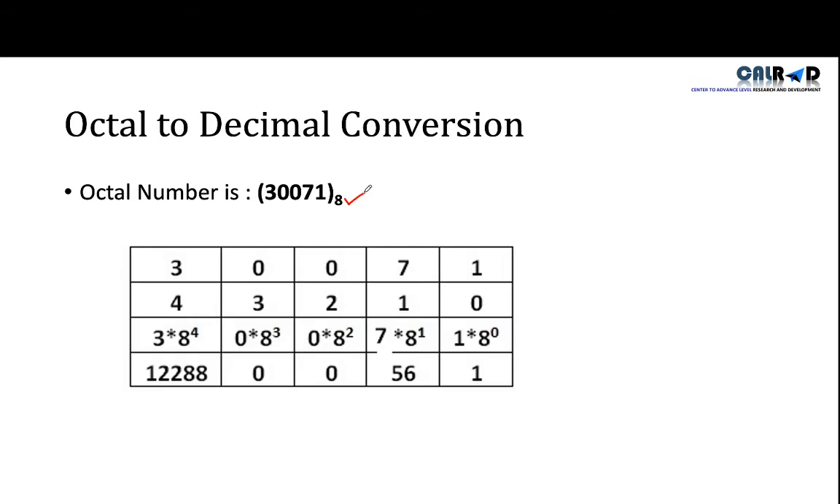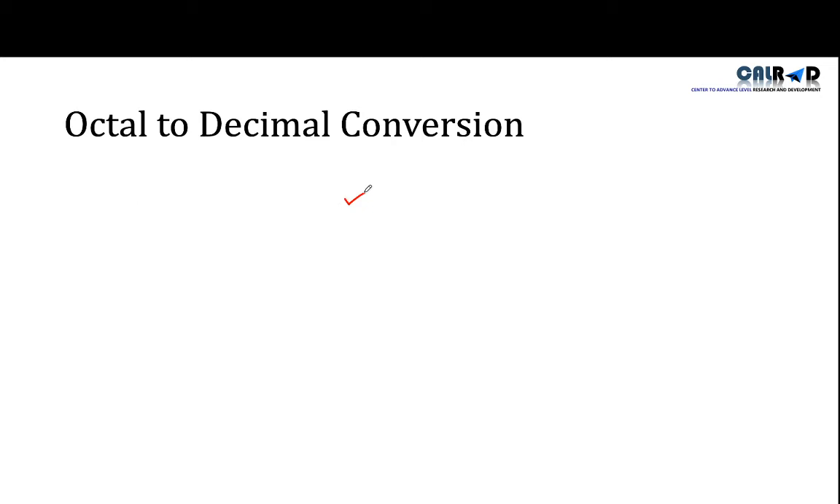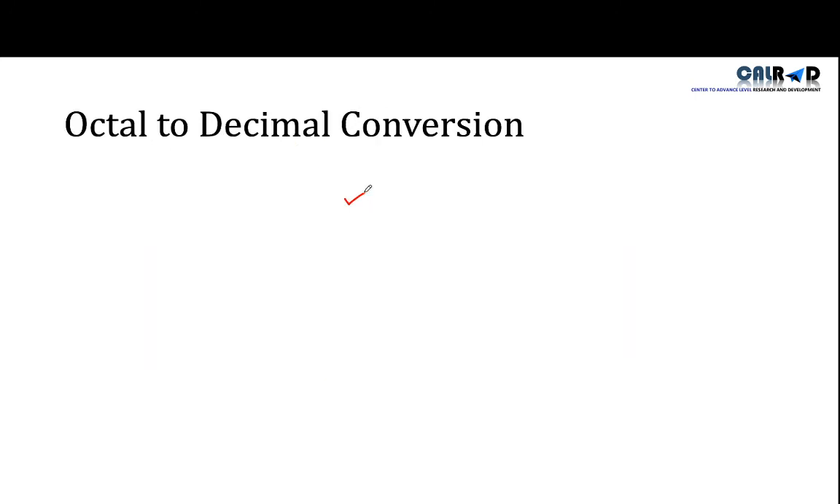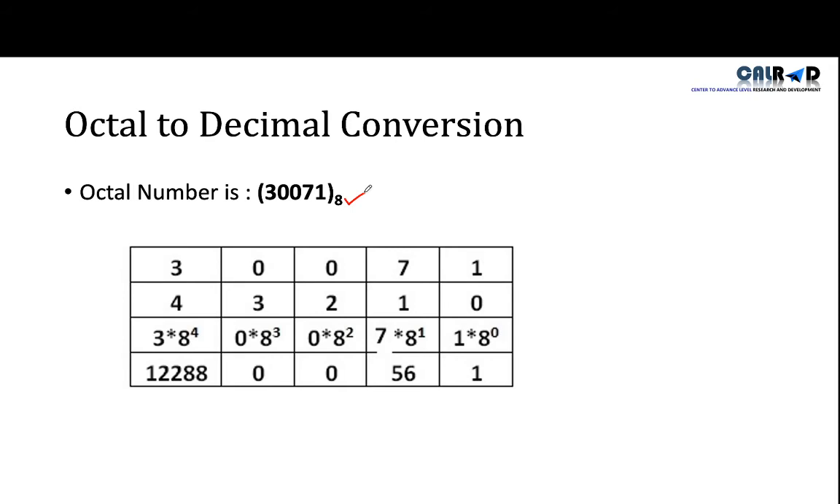So let's start. Here you are seeing the same table which we did in binary to decimal. So here in octal to decimal, the method will be the same. Let's start. The first step was writing the given number. So we write 30071. Second step was to write the counting 0, 1, 2, 3, 4.